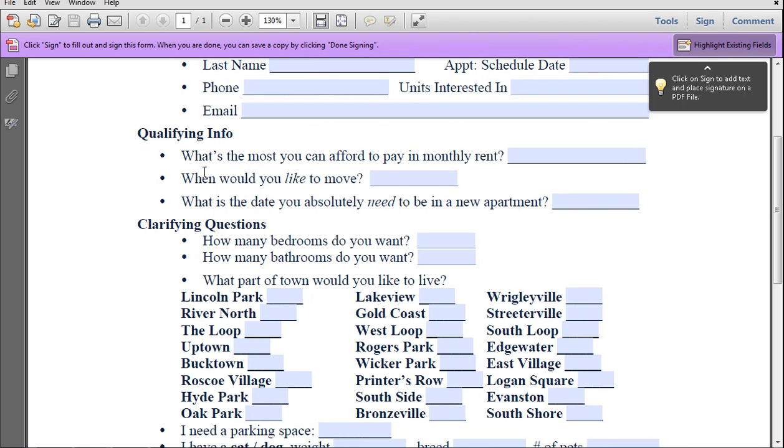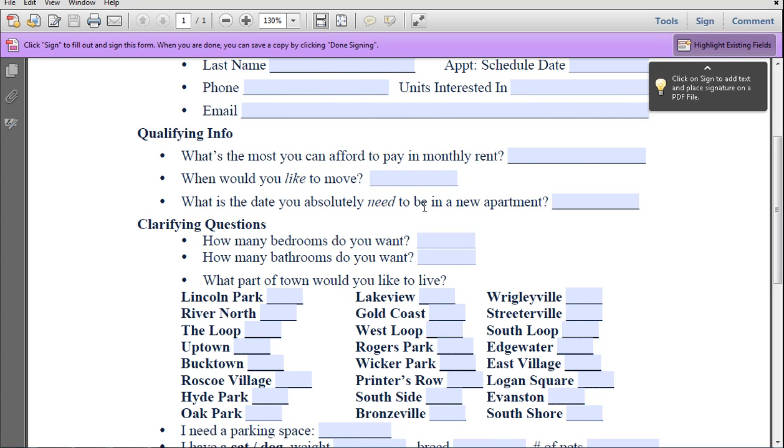Okay? When would you like to move? And then when do you absolutely have to move? Now these are two very different questions. When would you like to move is oftentimes, well, I'd like to move right now. Okay, great, you'd like to move right now. When do you absolutely have to move? Okay, in other words, when do you have to be in your next apartment? Because those can be different answers and will give you an idea of what's their timeline, right?